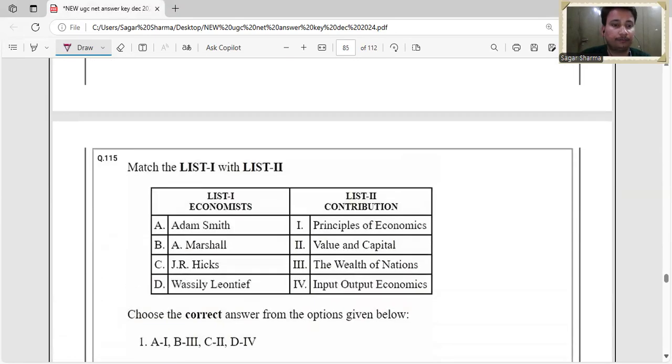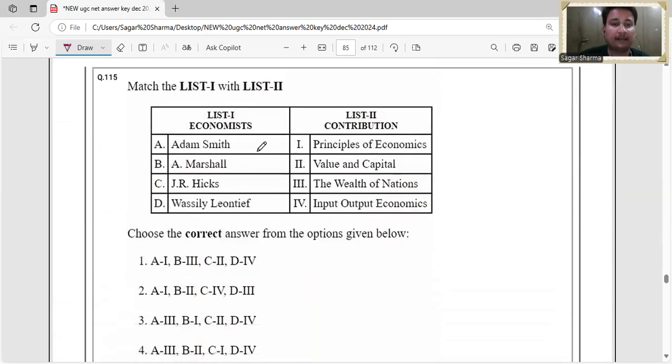Next question. Now you have to match. Adam Smith has given Wealth of Nations, so A is 3. Alfred Marshall? What is the answer? Alfred Marshall has given Principles of Economics, J.R. Hicks has given Value and Capital, and Leontief has given Input-Output Economics. Option number 3 will be your correct answer.